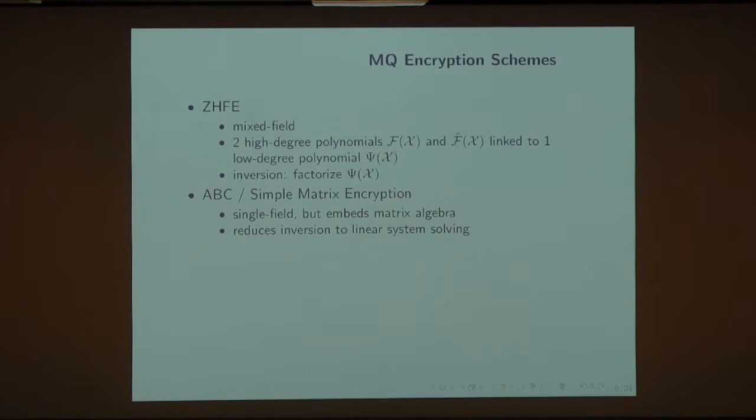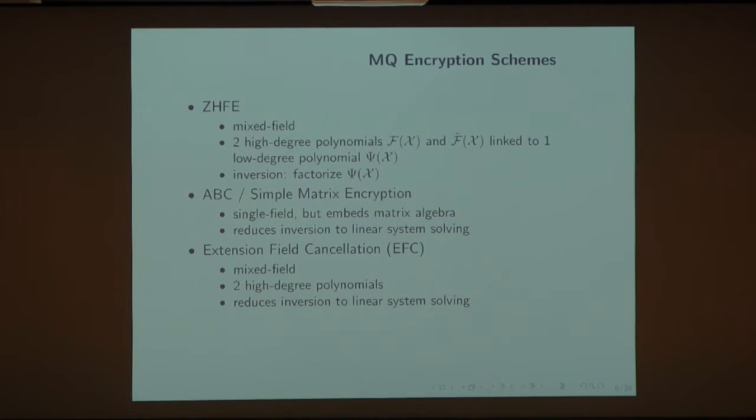Another encryption trapdoor is ABC. The idea is to embed matrix multiplication inside your secret map. And then by cleverly combining two components of your secret map, you produce a linear system such that if you solve the linear system, you obtain the plaintext. I'm going to put this away for a sec.